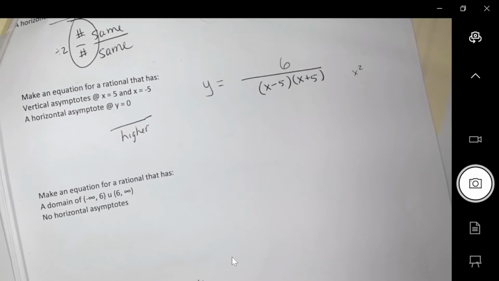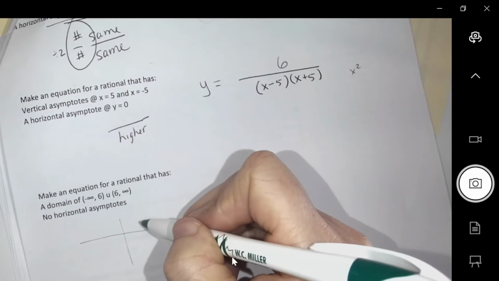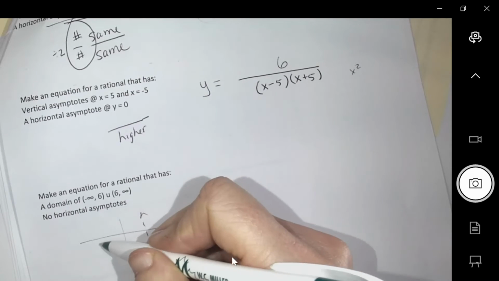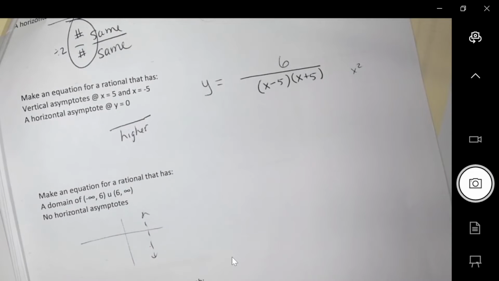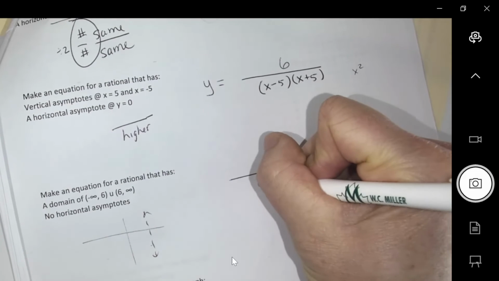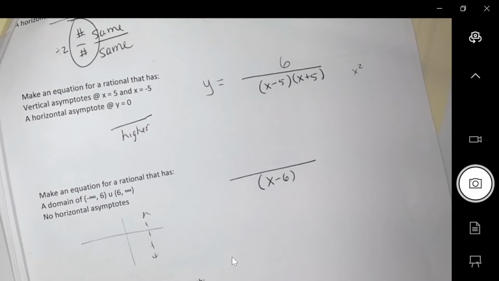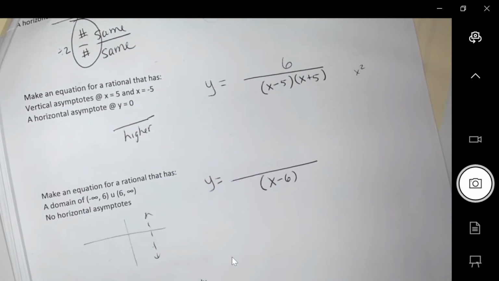Make an equation for a rational that has a domain from negative infinity to 6, and then 6 to infinity. Okay, so you need to have a restriction for the number 6. Okay, does this make sense of me going backwards? There's a non-permissible value of 6. Okay, so that's all I have to think about there.